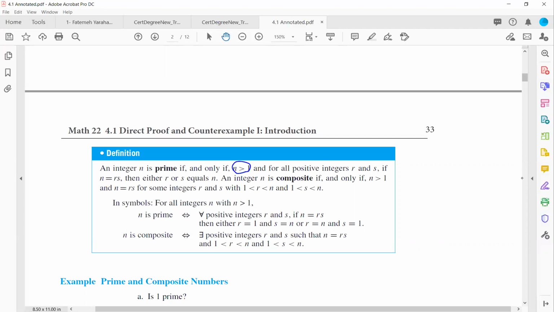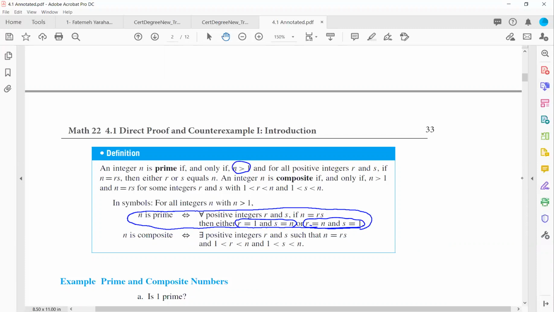Mathematically, we can say n is prime if and only if for any positive integers, so note that we are using universal quantifier, r and s, if n is the product of r times s, then r is equal to 1, s equals to n, or r is equal to n, s equals to 1.